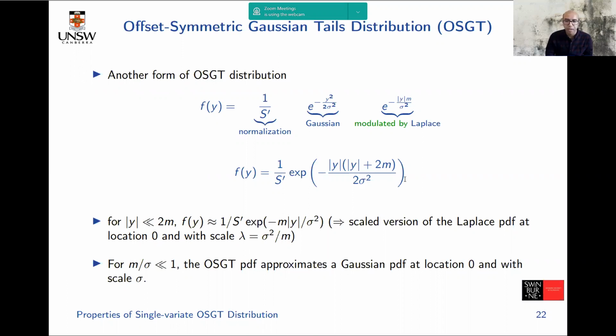So, for example, if the absolute value of y is much smaller than 2m here, you get a scaled version of the Laplace PDF with location 0 and with scale of sigma squared over m. On the other hand, if m over sigma is much smaller than 1, it's very small, the AusCTW PDF approximates the Gaussian PDF at location 0 with scale sigma. So that's why it has a hybrid behavior between Laplace and Gaussian.